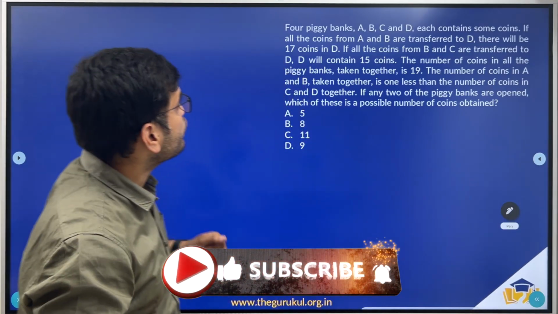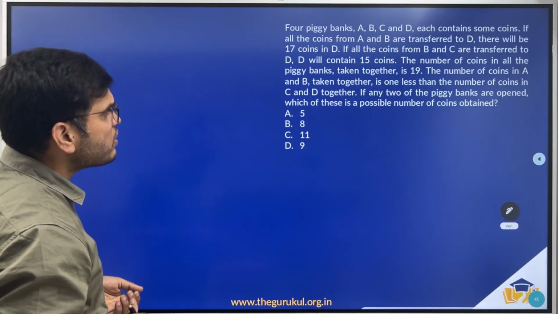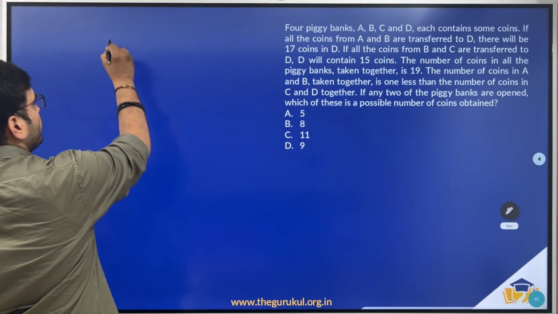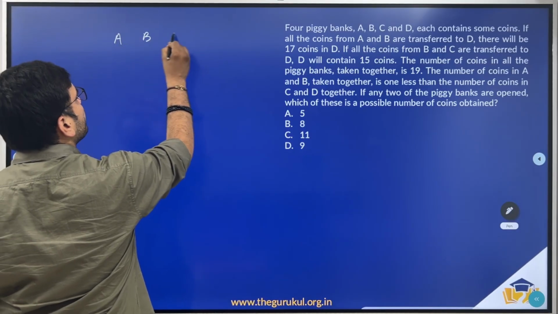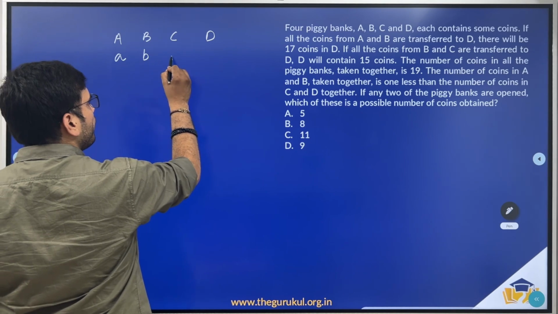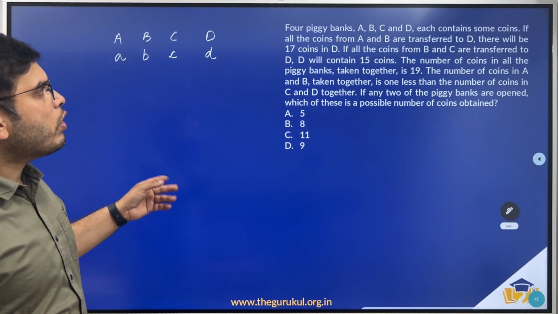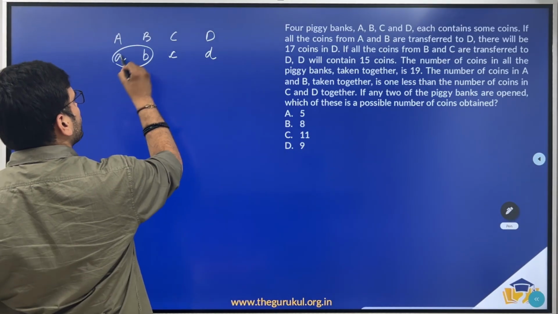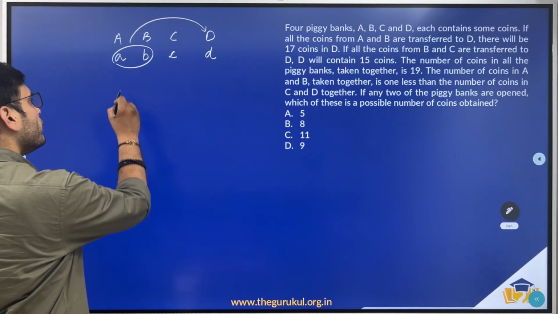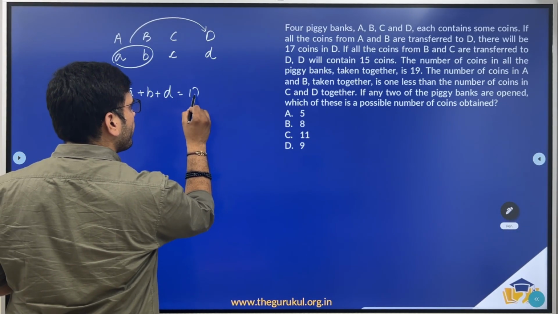Now coming to the third question. Four piggy banks A, B, C and D each contain some coins. If all the coins from A and B are transferred to D, so we have A, B, C, D. Now let me assume piggy bank A contains a, B contains b, C contains c and D contains d coins. Right. Now if all the coins from A and B are transferred to D, then there will be 17 coins in D. So that means a plus b plus d is equal to 17.